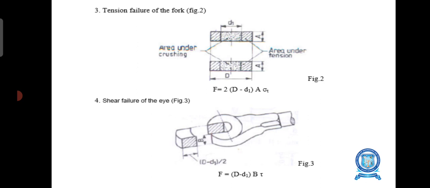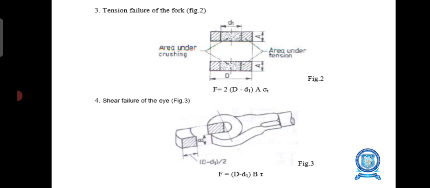Tension failure of the fork. To find the tension failure of the fork, F equals 2 into (D minus d1) into A into sigma T. All the parameters are shown in that figure. The area under crushing is shown with inside diameter small d1, and the area under tension is also shown in this figure.